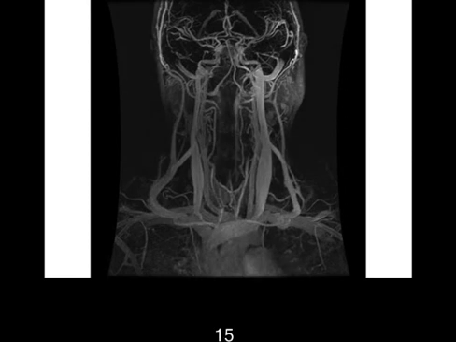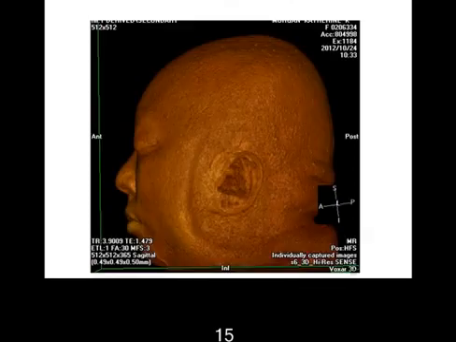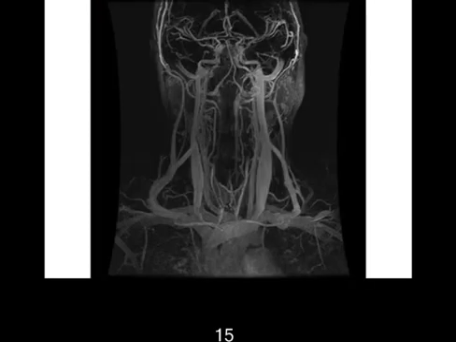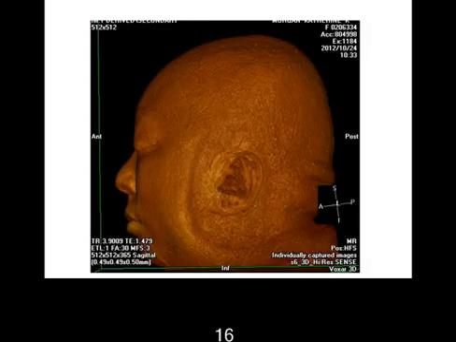Ideally, we could just separate them out, but somehow when we inject the contrast, it's hard to opacify only the vein or only the artery. So sometimes you get contamination from the other side. That means the artery gets contamination from the venous side, or the venous side gets contamination from the arterial side.